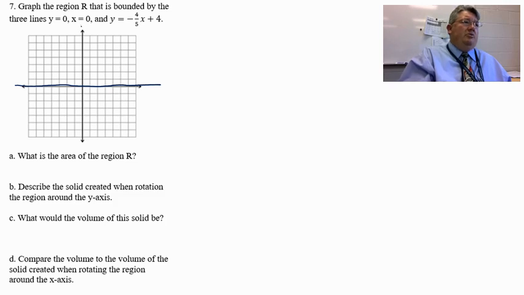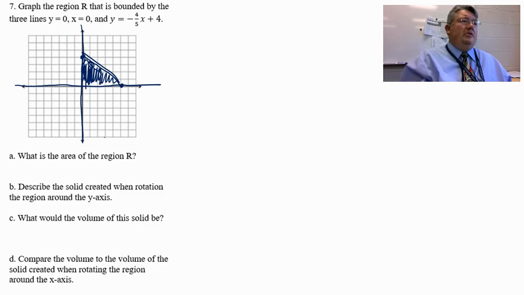X equals 0, so there. And negative 4/5 x plus 4. Well, it intersects up here at 1, 2, 3, 4 right there. And the slope is negative 4/5. So down 4, 1, 2, 3, 4, and over 1, 2, 3, 4, 5. So that is that. So we're talking about this area right here. It's a triangle, right? What's the area of that region?